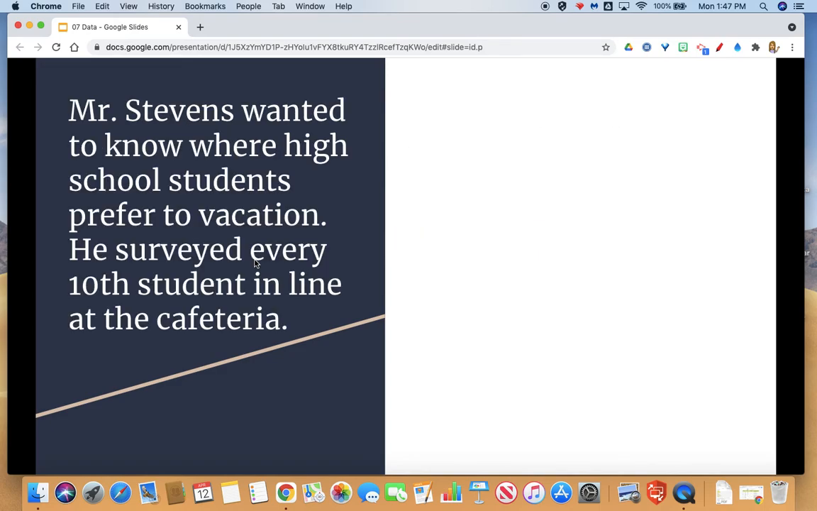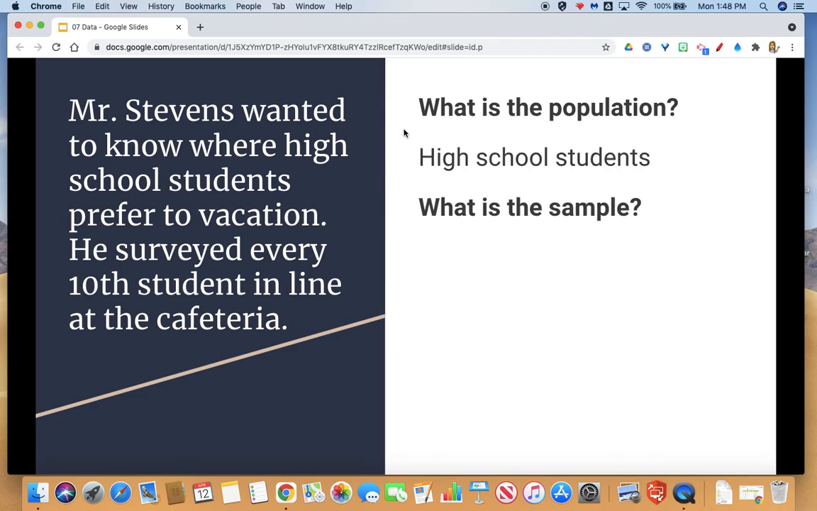Let's look at an example. Mr. Stevens wanted to know where high school students prefer to vacation. He surveyed every 10th student in line at the cafeteria. Who's our population? Well, Mr. Stevens wants to know where high school students prefer to vacation. So his population would be his group, which is high school students. What is the sample? Who does he actually ask? He actually surveyed every 10th student in line at the cafeteria. So that would be every 10th student in line would be our sample. That's who was actually asked.